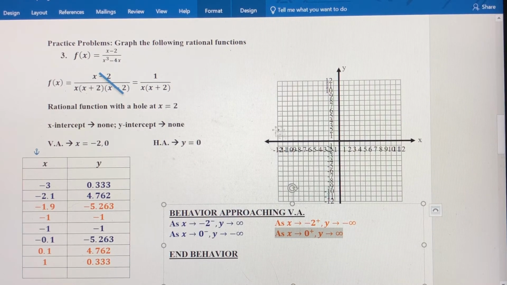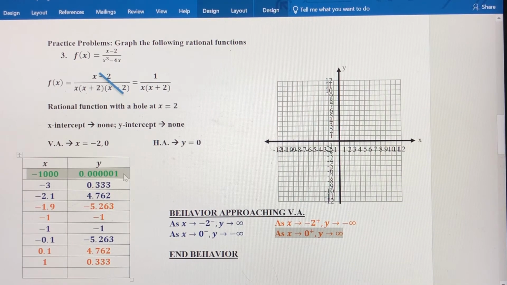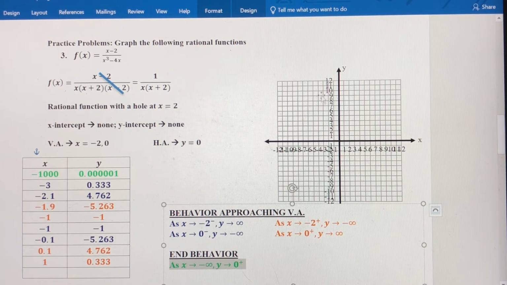Okay, so now we just need the end behavior, what's happening over here on the negative extreme and what's happening over here at the positive extreme. So when we plug in a really large negative value, like negative 1,000, we're going to get a very, very small number. But the one thing we need to notice is it's positive. Okay, so as x approaches negative infinity, y is going to approach 0 from above. Okay, so we're going to be coming like this. Okay, we're going to approach 0 from above.